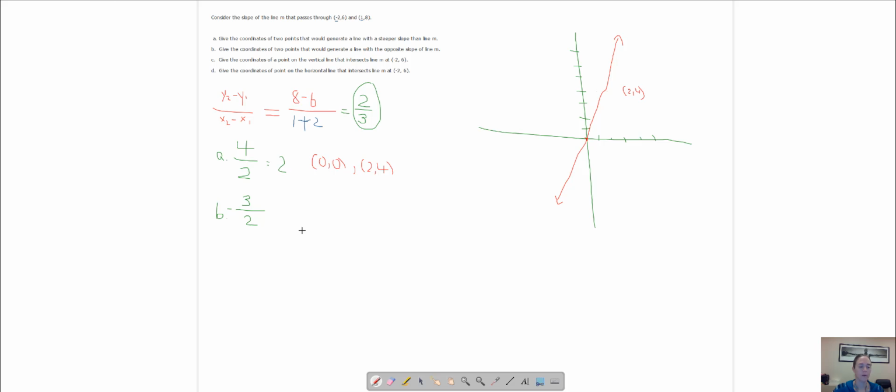Okay, so if we flip it upside down and make it negative, your slope then would be -3/2. So over here, I'm going to do the exact same thing I did for part B. I'm going to start at 0, 0. So that's going to be my first point. And then for this one, I have to go down 3 and to the right 2.